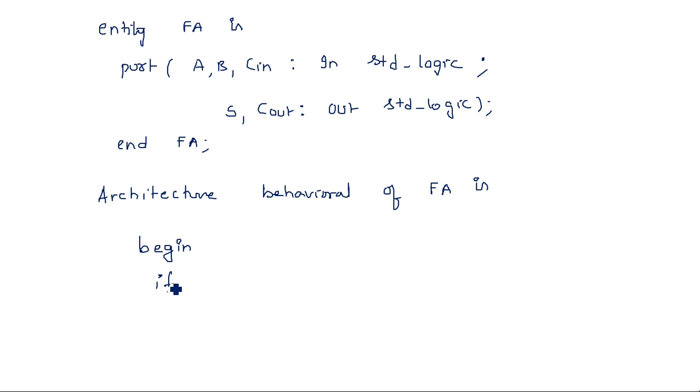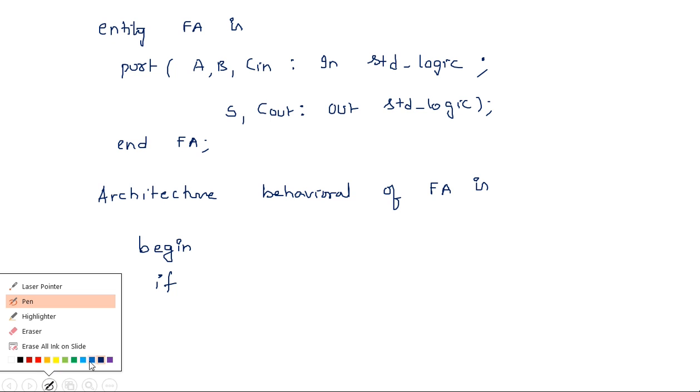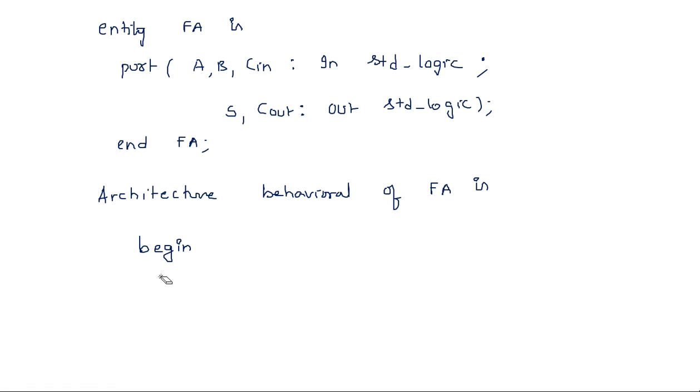Before that, the behavioral model uses a statement called process. All the items we write for the relation between input and output, we should specify them in the process statement. So process of what are the inputs for our logic circuit: a comma b comma cn. Here process is a statement or a block where we specify all the relations between input and output.